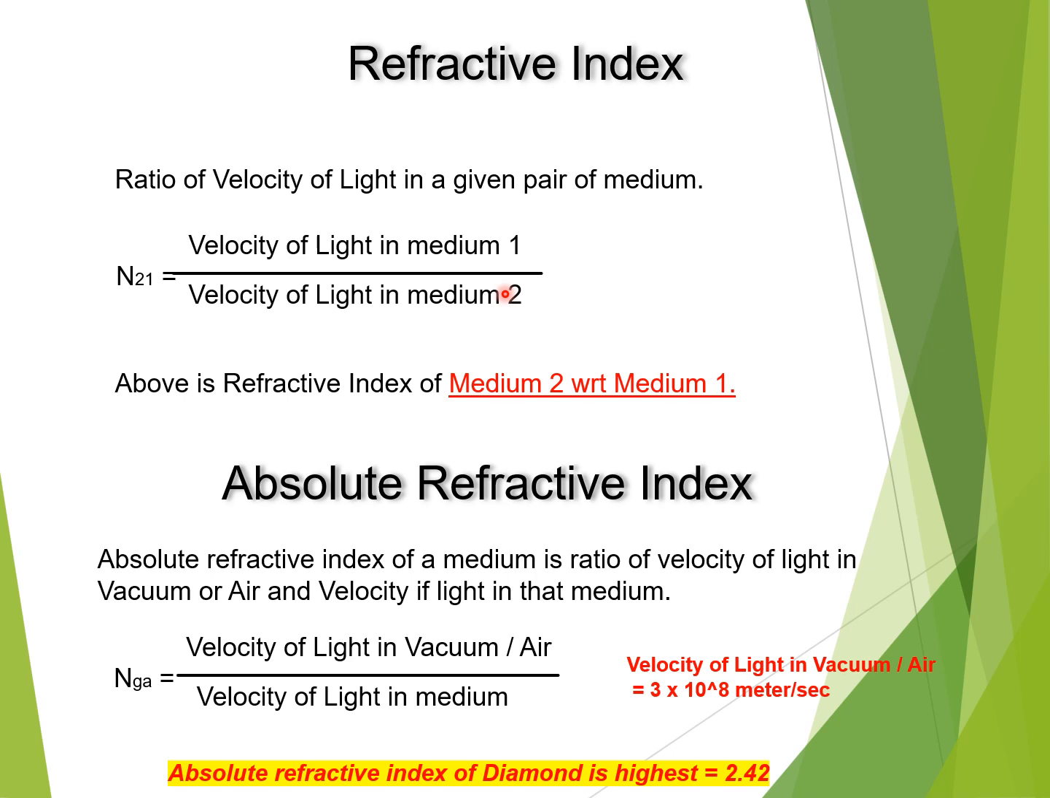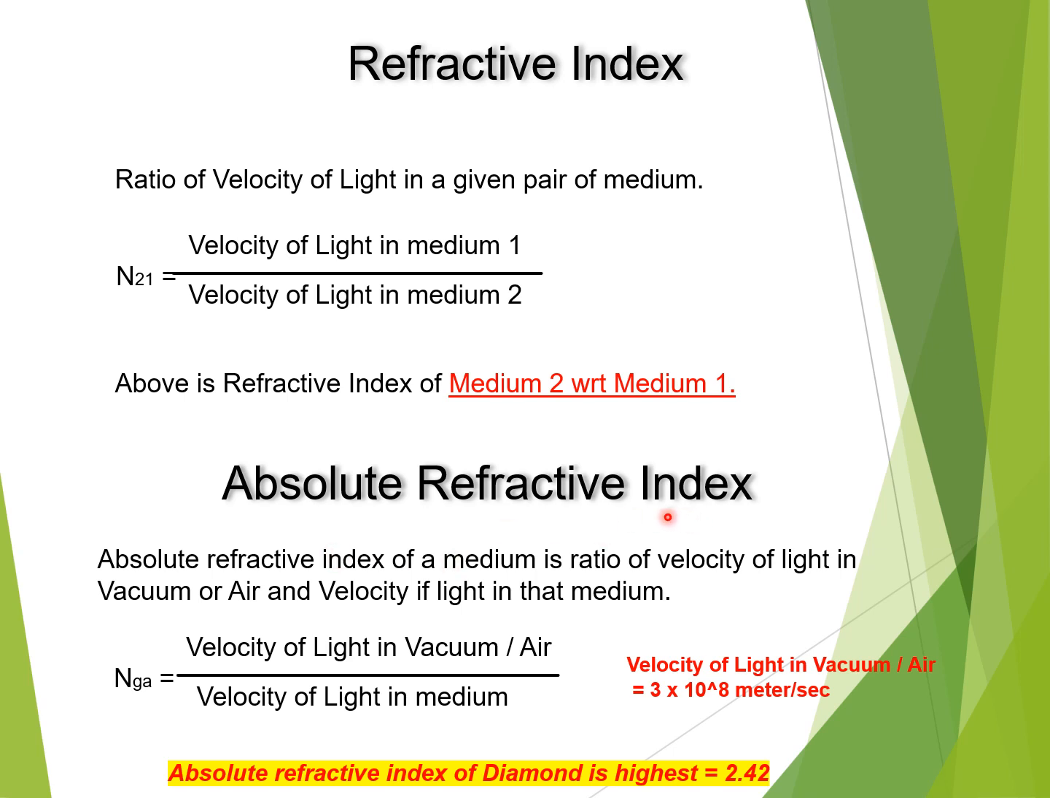So if we have to find the refractive index of medium 2, then the velocity of light of medium 2 will come here, and with respect to medium 1, the velocity of light of medium 1 will come here. If we ask what is the refractive index of medium 1 with respect to medium 2, then we'll say velocity of light in medium 2 divided by velocity of light in medium 1. Correct? One more thing, absolute refractive index.